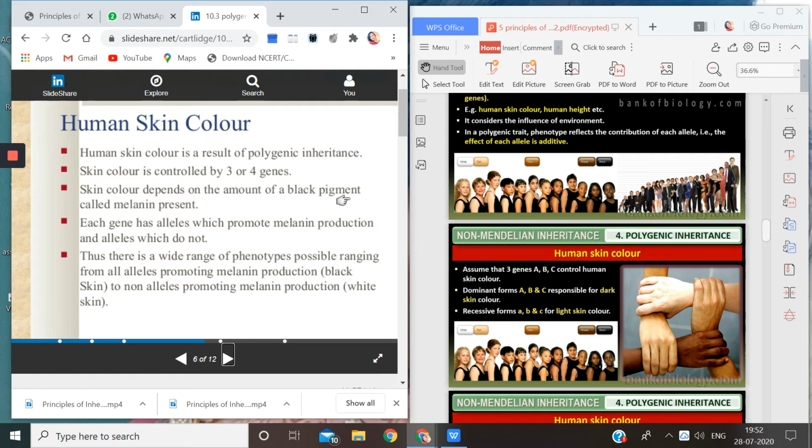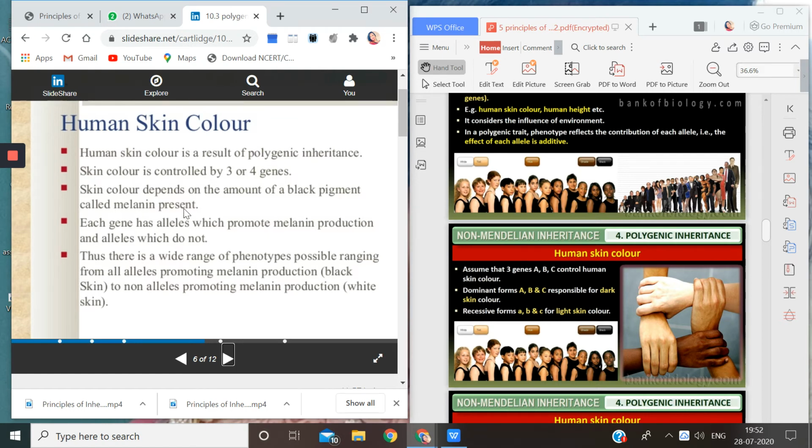Now if we have more of this melanin pigment, the darker will be our skin. Okay, if the melanin pigment is less, then fairer will be our skin. So skin color depends on how much melanin we have. So children, how many genes are we having for skin color? 3 or 4. Please mind it, I'm not saying that we are having 3 or 4 alleles. I'm saying we are having 3 or 4 genes which will have an effect on our skin color.